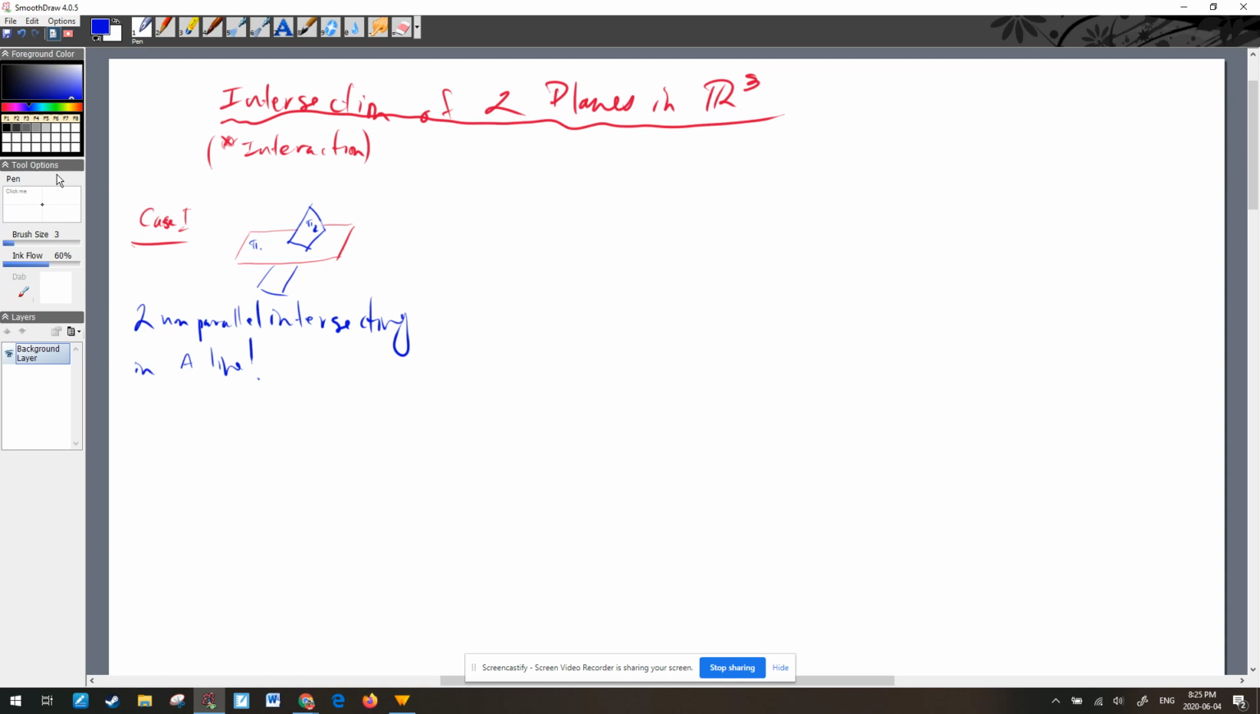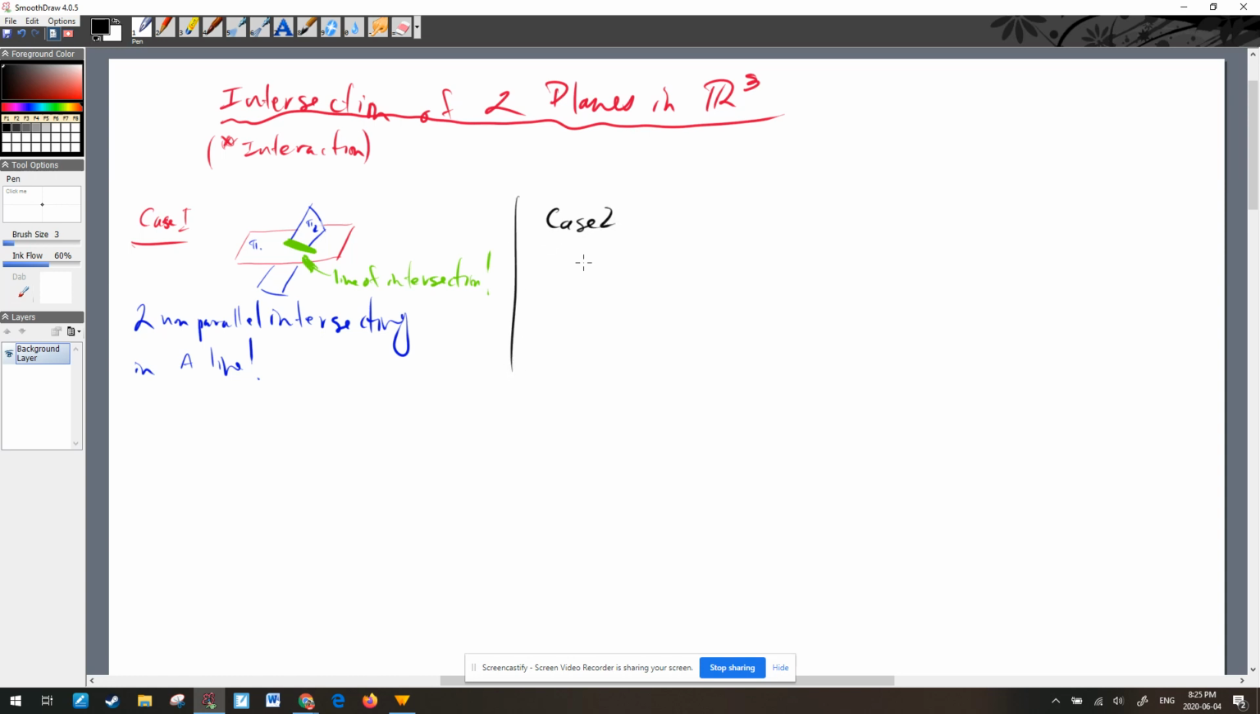And so this right here, let's grab another color. This right here would be the line. Oh, that's a terrible arrow. Nevertheless, an arrow. This is the line of intersection. Ooh, a line of intersection. I like that. Line of intersection. Okay, lovely. Let's go case two.